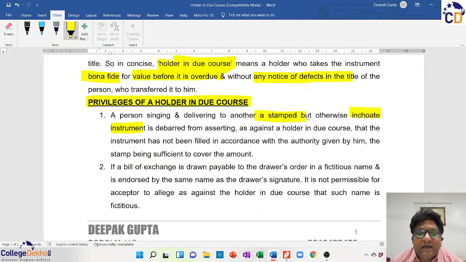If he signs and pays the stamp duty, then it creates a valid negotiable instrument, even if there are some blanks left. Means पार्टी का नाम नहीं लिखा या डेट नहीं डाली, तो वो एक इनकोएट इंस्ट्रूमेंट है.